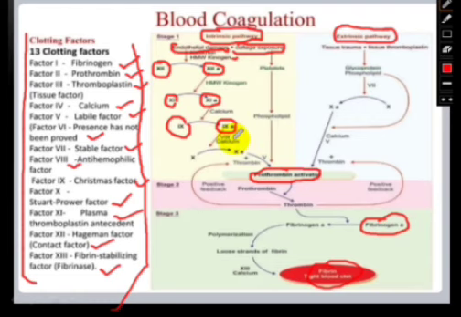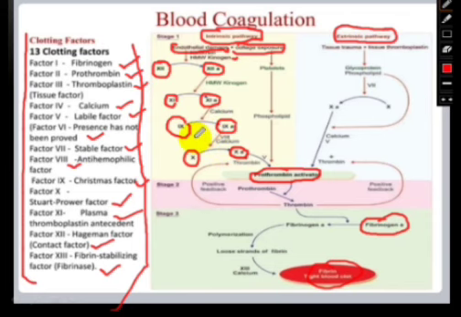Alright. So the active factor 9 will in turn convert inactive factor 10 to an active factor 10. Are we following? Yes, sir. You are following.